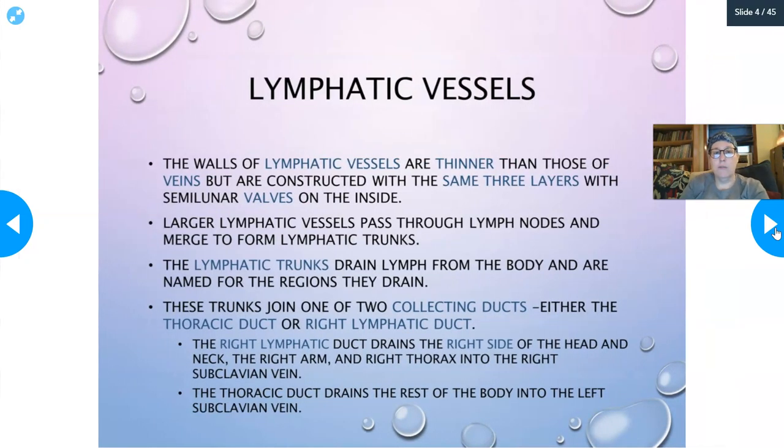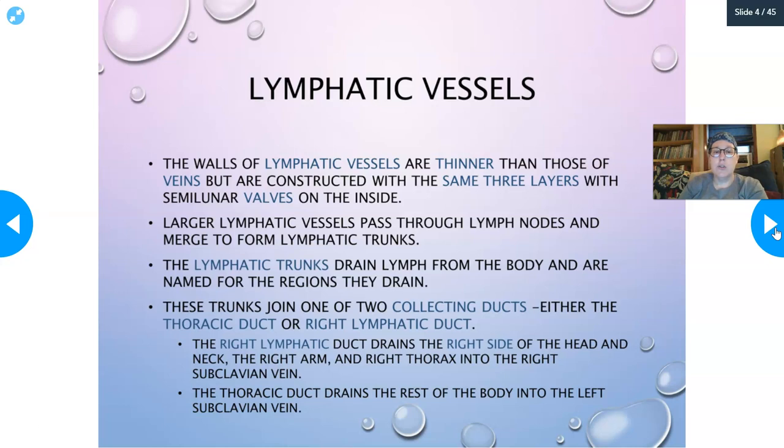Okay, so the walls of these lymphatic vessels are much thinner than that of the veins, but have the same three layers, and they also have the semilunar valves because they have the same job of returning that fluid up against gravity. The larger lymphatic vessels will pass through lymph nodes, and then they merge together to form what we call lymphatic trunks. The lymphatic trunks then drain lymph from the body and are named after the regions that they drain. And we're going to look at those here in a second.